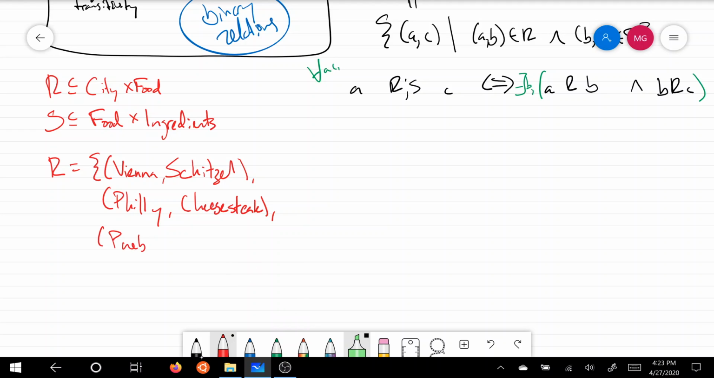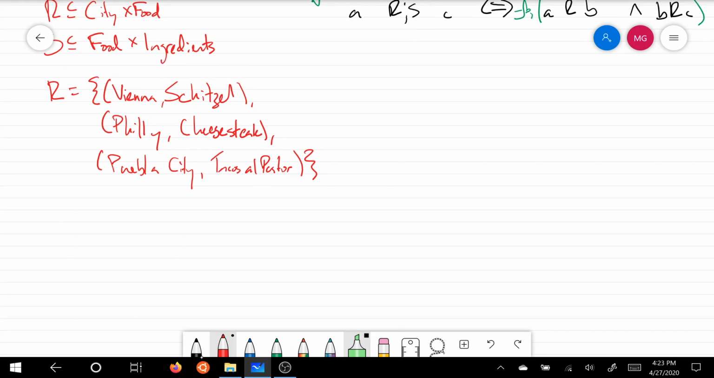And then lastly, let's do Puebla City, Ciudad de Puebla, and tacos al pastor. Okay, so there's our relation. Each of these relates a city to a food that that city is known for. Let's look at the relation S we'll use. So this is going to relate things to their ingredients.